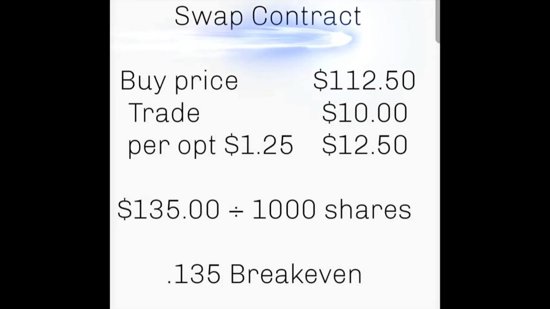So if you decide to swap your contract, meaning sell it to another trader, you're going to have to take your total buy price and then add the trade commissions again. So in this case, we're at $135 total. You're going to divide by 1,000 because there's 1,000 shares, right? 100 shares, 10 contracts. So your break-even price is 13.5 cents.